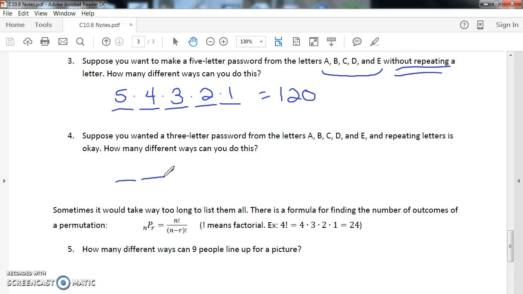If we wanted a 3-letter password from those same 5 letters and repeating is okay, then we have 5 options for our first letter, also 5 options for our second because we could repeat the first letter over, and still 5 letters for our third option, giving us a total of 125 different ways that we could do that.